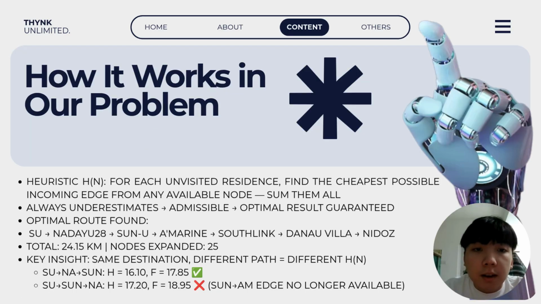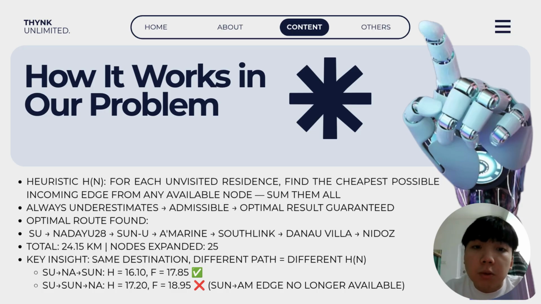The result we get is Sommerville University to Nadayu, Sanyu, Emerin, Southling, Danao, and Nidox, with a total of 24.15 kms in 25 nodes. The one key insight from our analysis is that we get the same two locations visited through different paths using different f values.